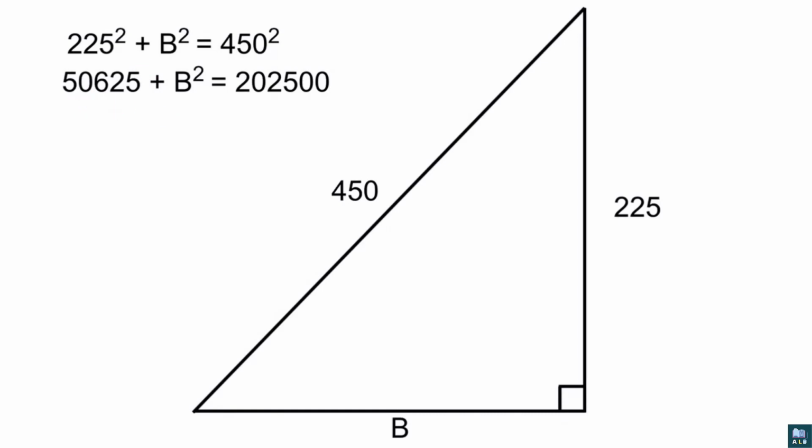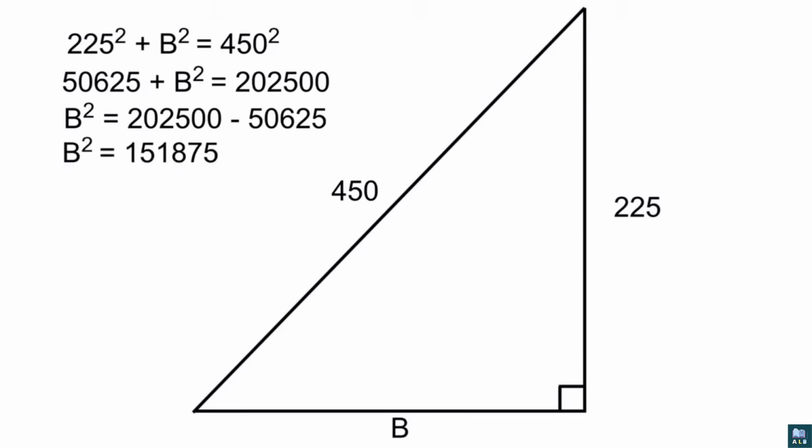As with any equation, whatever you do to one side of the equation, you have to do to the other. So b squared is going to equal 202,500 minus 50,625. So all we've done is we've moved the equation around here. So we have b squared is equal to 202,500 minus 50,625, which works out to be 151,875. So we're getting closer to our answer.